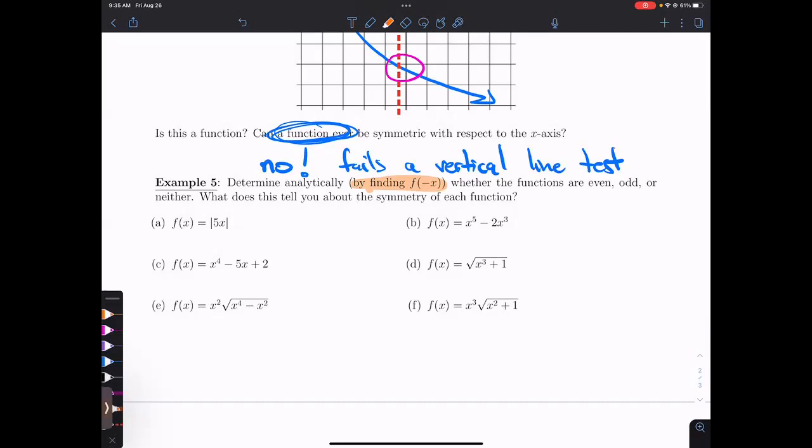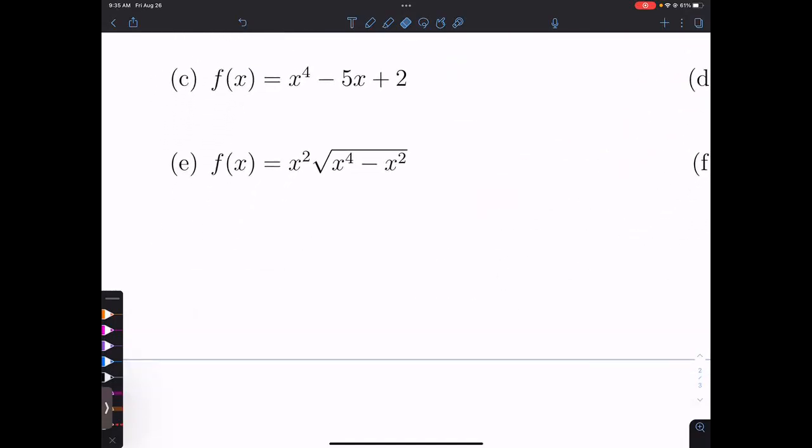But on something like a test question, if I asked you to do it analytically, that means you need to actually do this computation, like work through the algebra, because part of this is building those algebra skills too. But of course, you're still free to use a calculator to check, so you kind of know the answer going in, right? Okay. So what we're going to do is actually compute f of negative x, and then use that to figure out what's going on. So let's take a look at maybe C as an example.